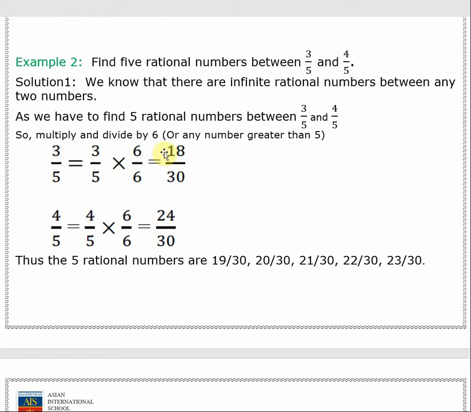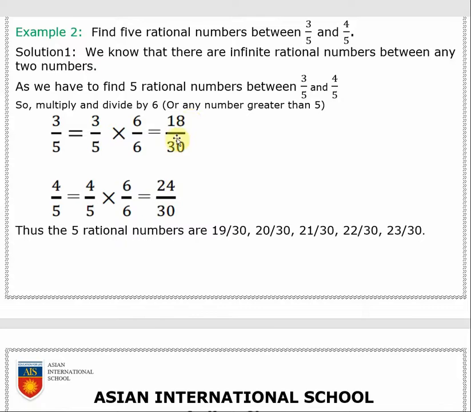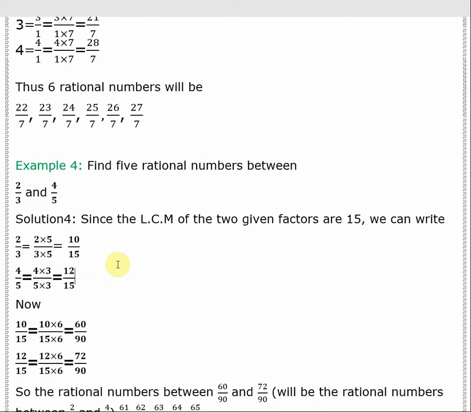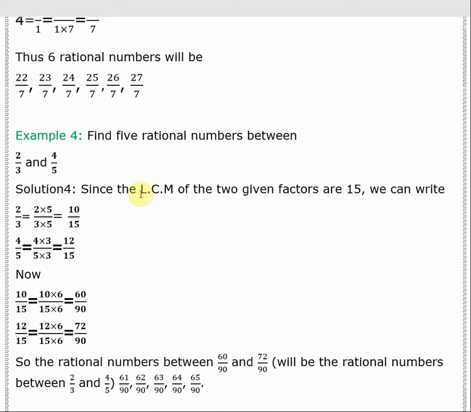In these previous sums we directly multiplied with 6, meaning 1 more than the required number, and got the expanded value, but here we cannot do that directly. So what we have to do, first we have to find the LCM of the given denominators. Here 3 and 5 are the denominators, so we will find the LCM of it. 3 and 5 LCM will be 15.